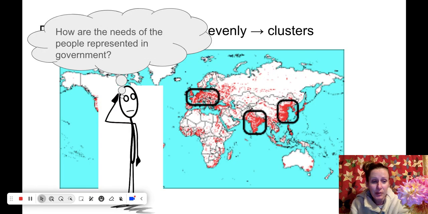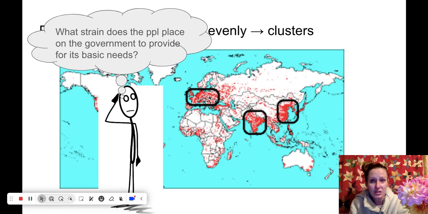How are the needs of the people represented in government? Does the government care about the needs of the people and do they address them? And how are they sort of legally, or what are their accepted ways of responding? And sometimes the ways maybe aren't even legitimate ways that they respond.